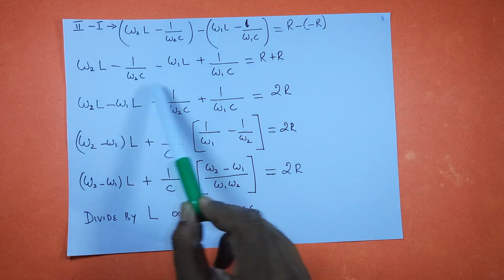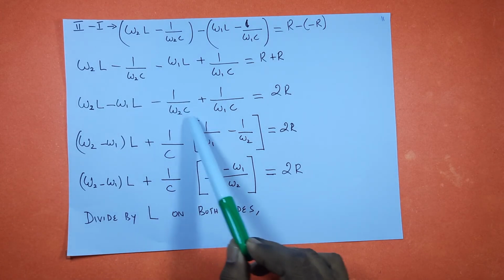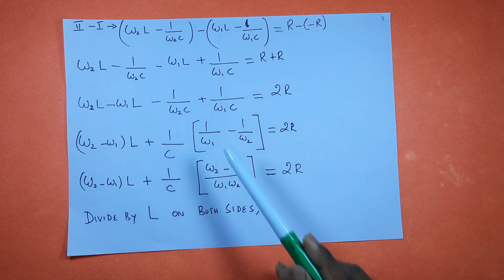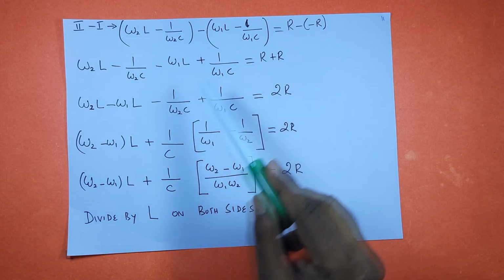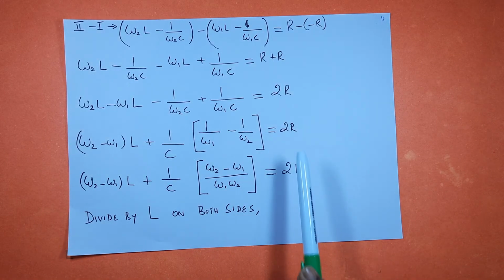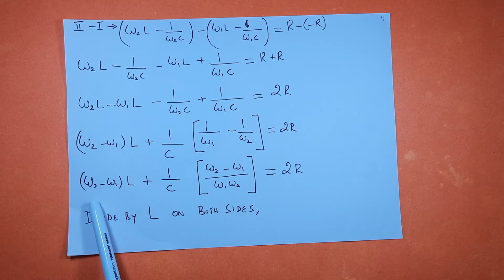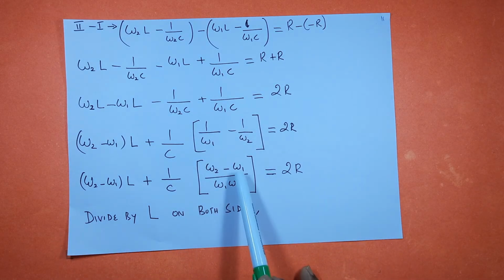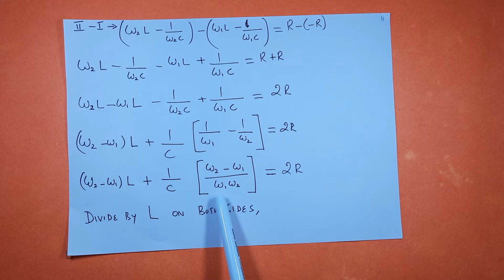So L is common, take it outside. Again 1 by C is common, take it outside. (Omega 2 minus omega 1) into L plus 1 by C, 1 by omega 1 positive term, this is minus 1 by omega 2, equal to 2R. (Omega 2 minus omega 1) into L plus 1 by C, cross multiply, (omega 2 minus omega 1) divided by omega 1 omega 2 equal to 2R.